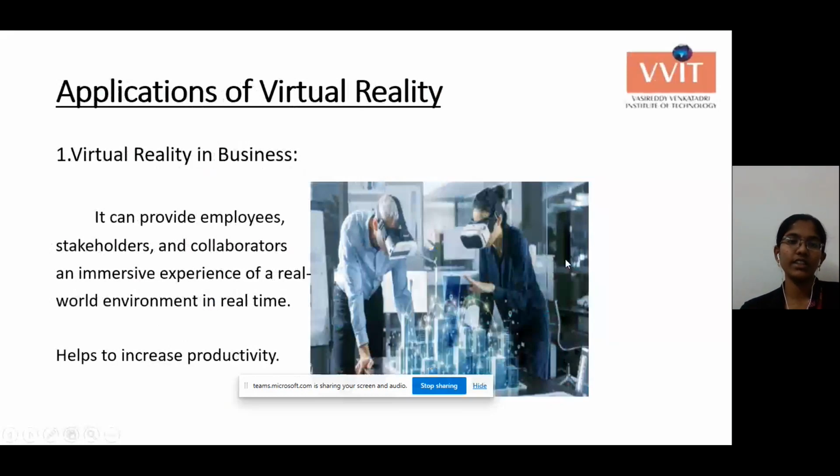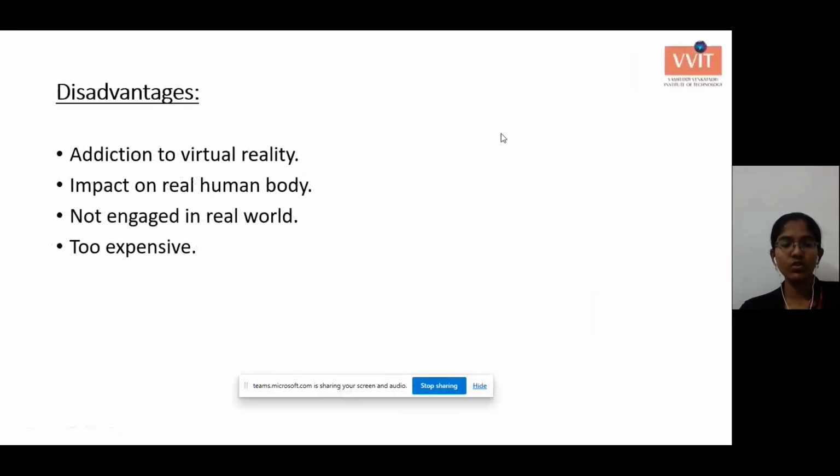And coming to the disadvantages, if a person starts using virtual reality, he will be addicted to it. And there is an impact on the real human body, since there is a virtual world, it's not a real world. Any situation that happens will impact the human body only. So we have discussed that it's a virtual world. Since it is not a real world, it's also a disadvantage.